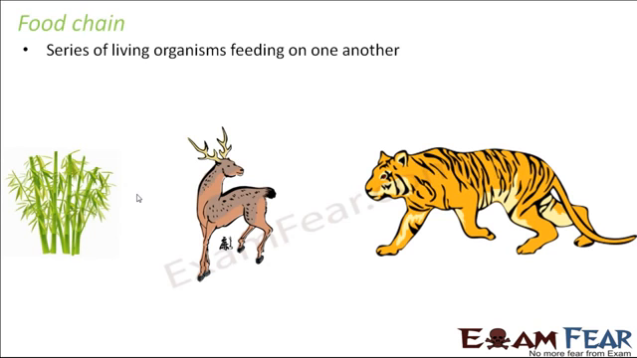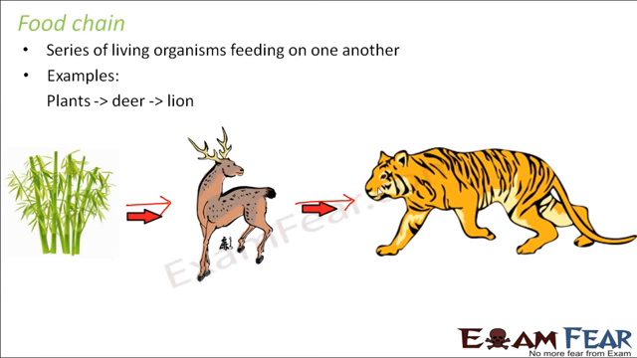On the screen you can see pictures which represent a very simple food chain, where the plants are eaten up by this deer, and this deer is eaten up by the tiger. So this is a simple food chain where you see a series of 3 different organisms which feed upon each other. One simple example: plants are eaten up by the deer, which in turn is eaten up by the lion or the tiger.